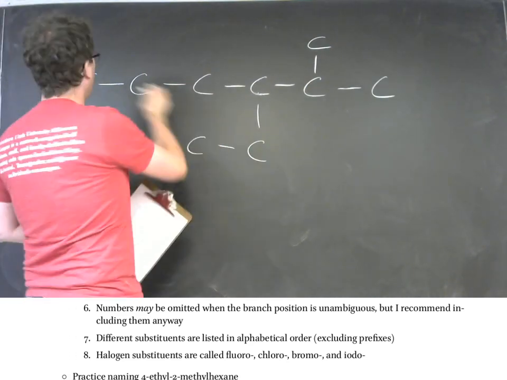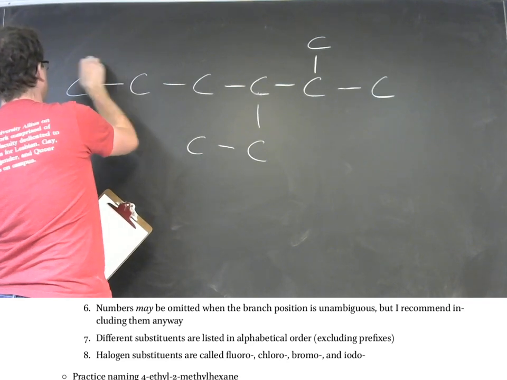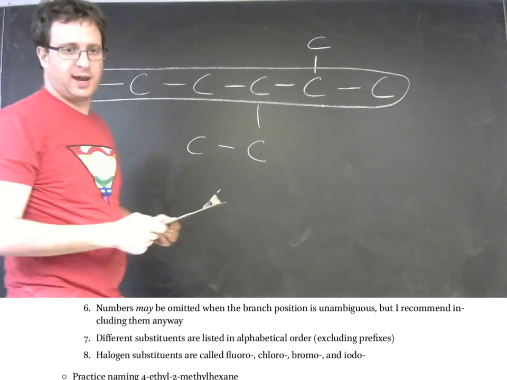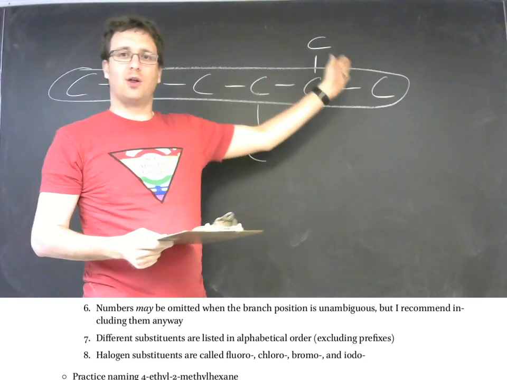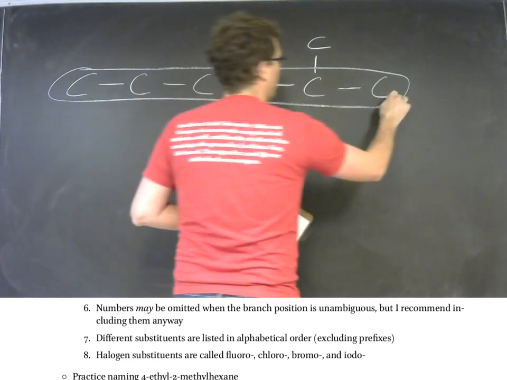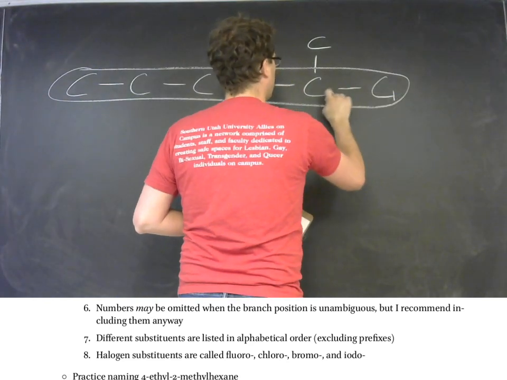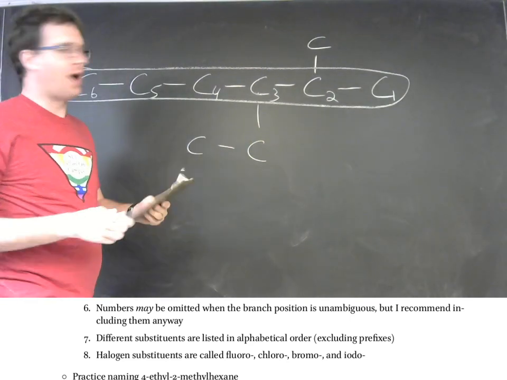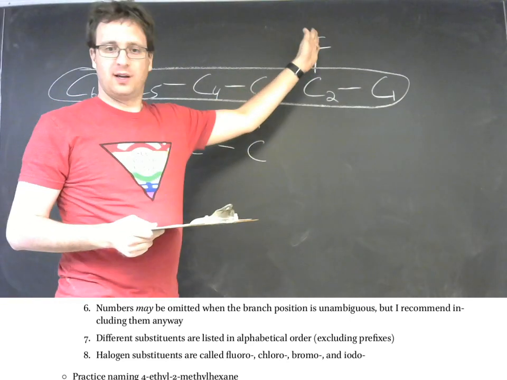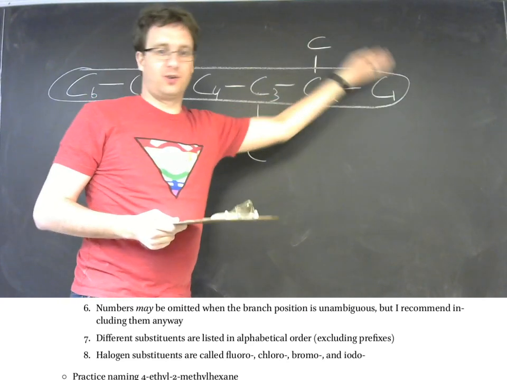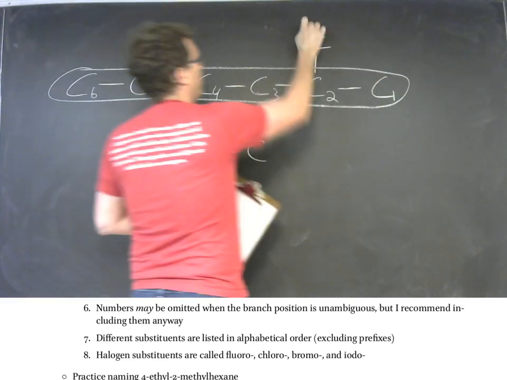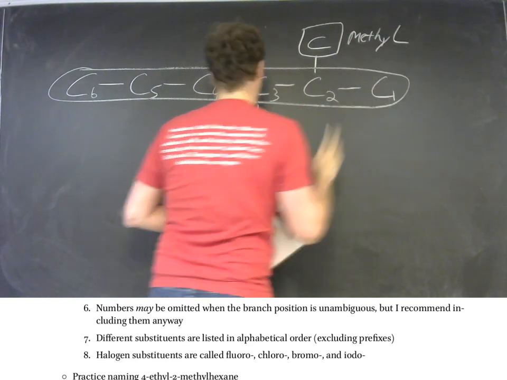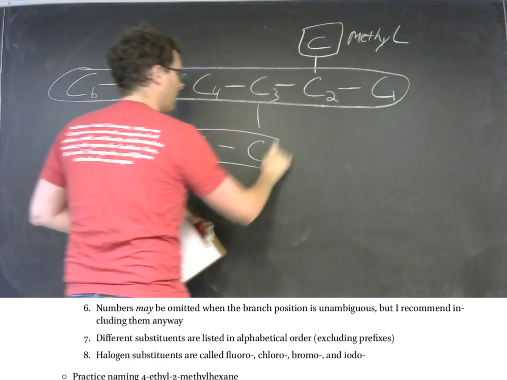Anyway, we are going to want to define our main backbone in such a way that the first branch appears as close as possible to the end. And we're going to say this is carbon 1, 2, 3, 4, 5, 6, so that our first branch is closest to the first carbon. So we've got 1 branch here. This is a methyl. And then we've got 1 branch here, and this is an ethyl.